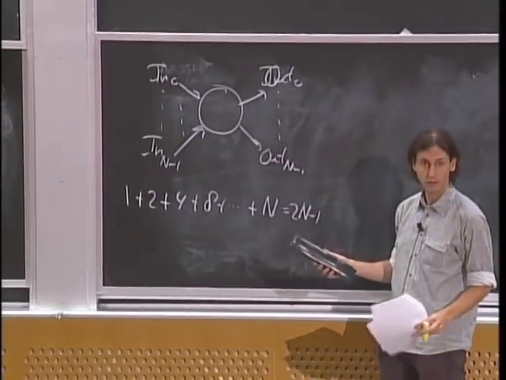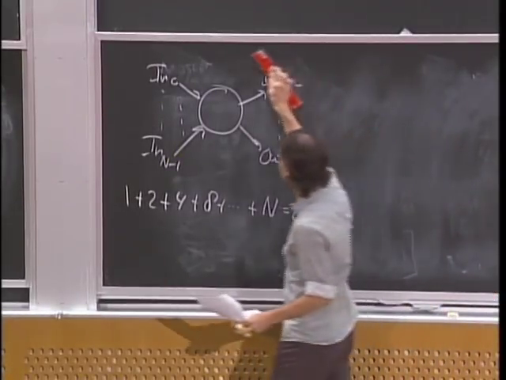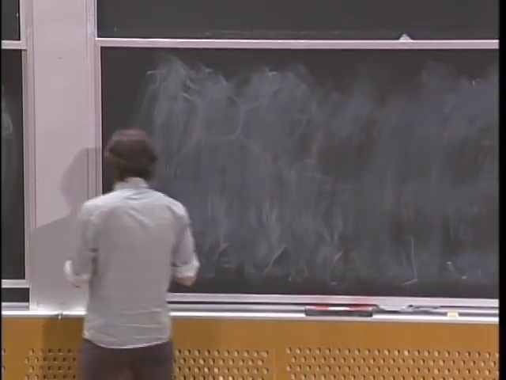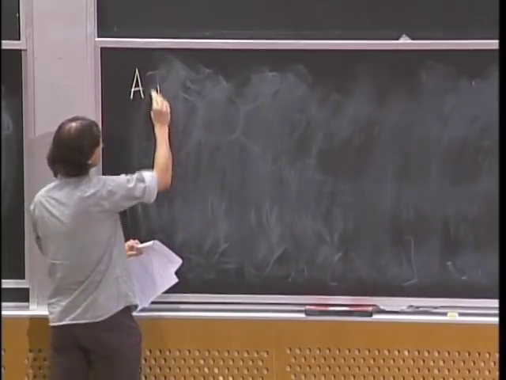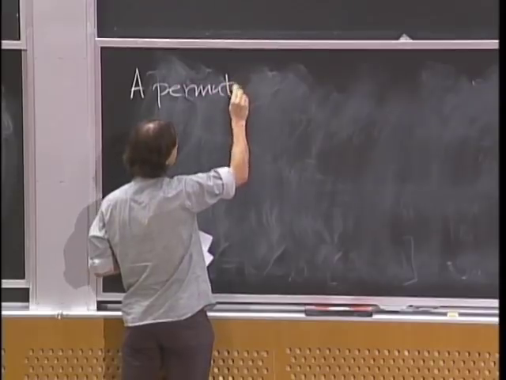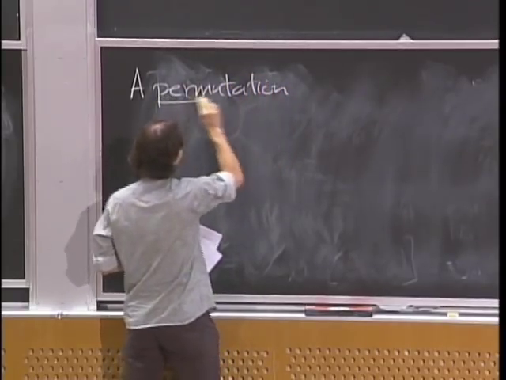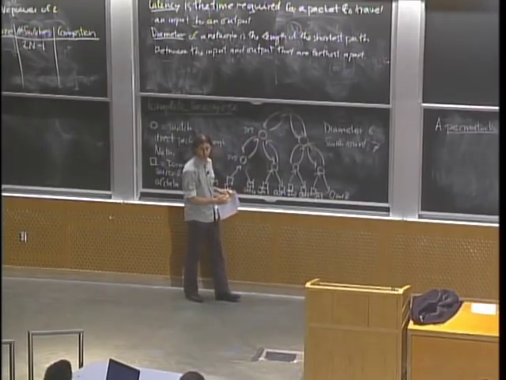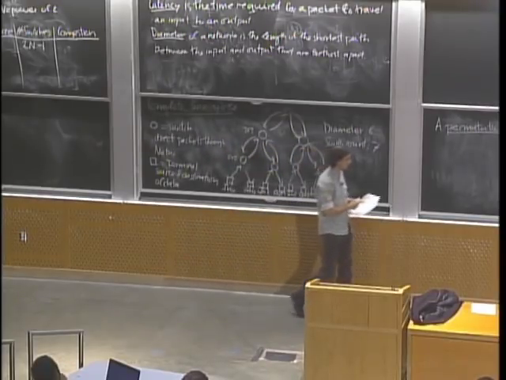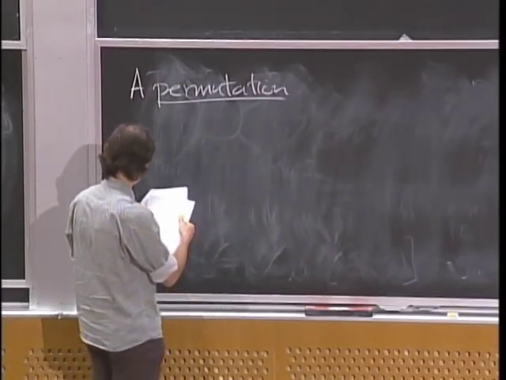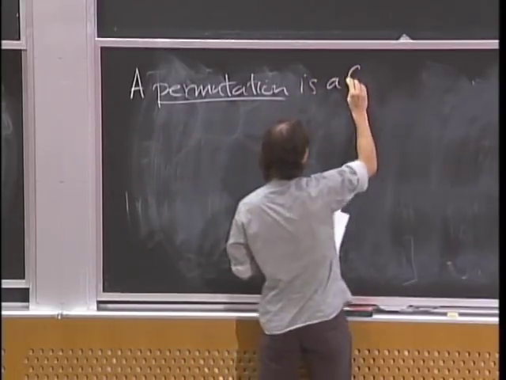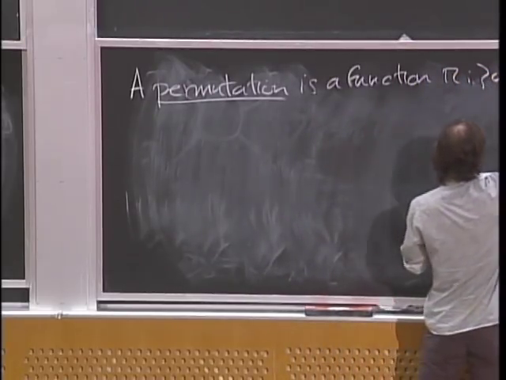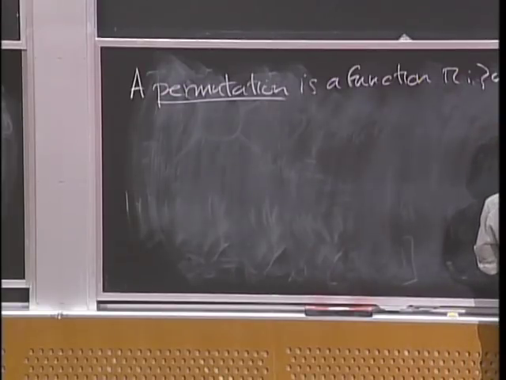And in order to define it better, you will need a few definitions. So to start, we will define a permutation. And we will use this to stipulate the requirements that we want on how inputs and outputs are related to one another, which input needs to communicate to which output. So a permutation is a function pi from the set 0 to n minus 1 to the same set.